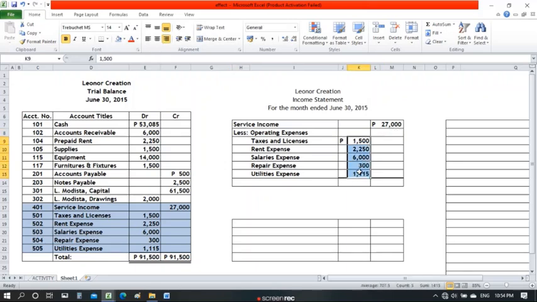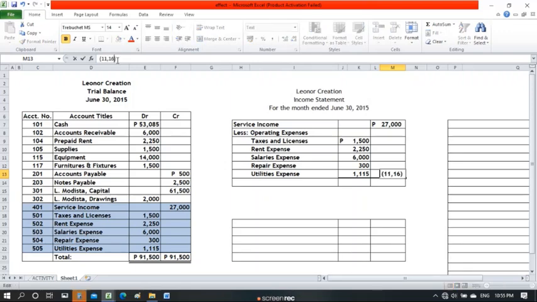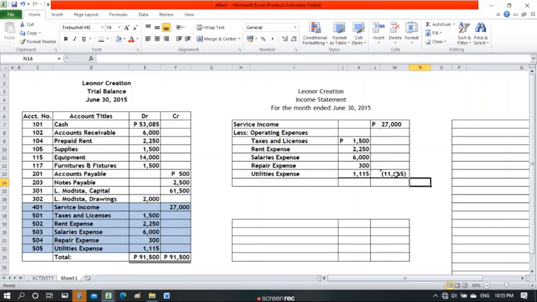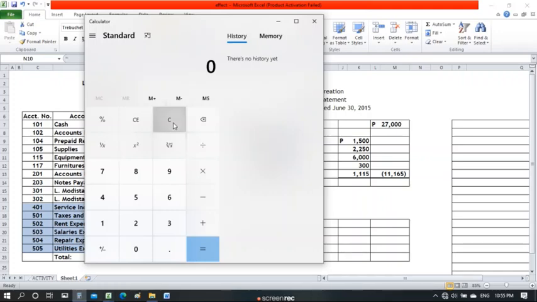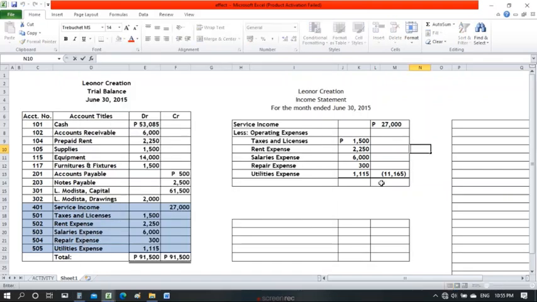So yung total ng expenses ay dito nyo siya isusulat sa tapat ng last expenses. Lalagyan natin siya ng open and close parentheses because this is to be less. So that open and close parentheses indicate that this amount is to be less from the 27,000 income. So if you're going to get the difference, 27,000 minus natin yung 11,165. So this will give us 15,835.